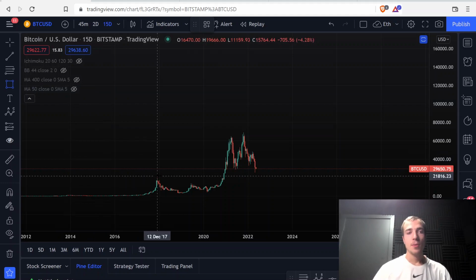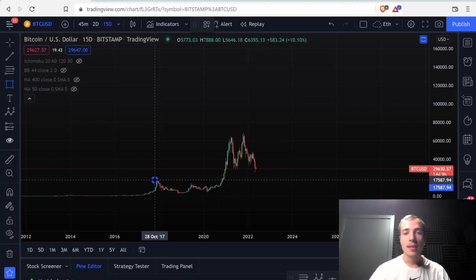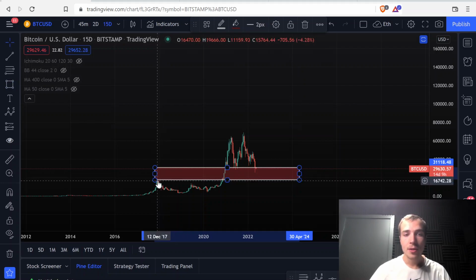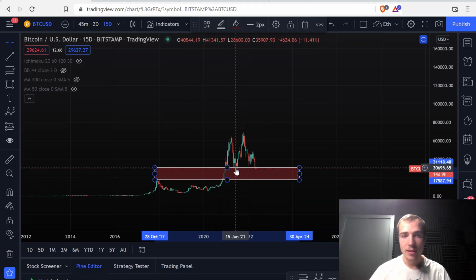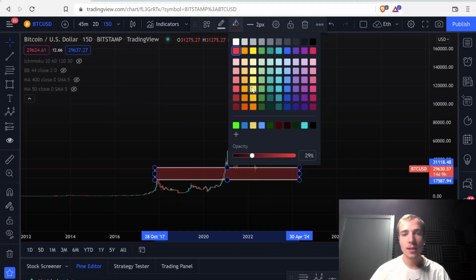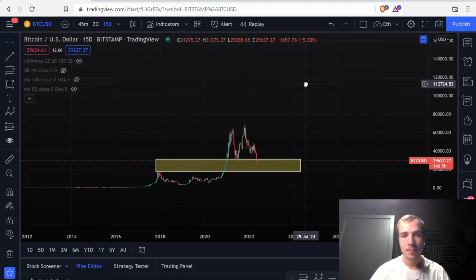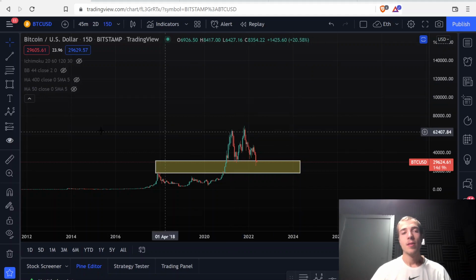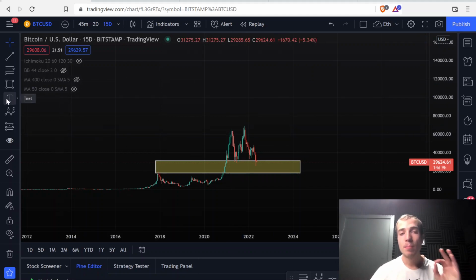Now, what I'm going to do here is I'm going to take this box and I'm going to draw between the major support level at 20K and the major support level at 30K. I'm going to make this box golden looking. Now, when you're trading big time frames, first of all, the bigger the time frame, the more meaningful the support and resistance level is.